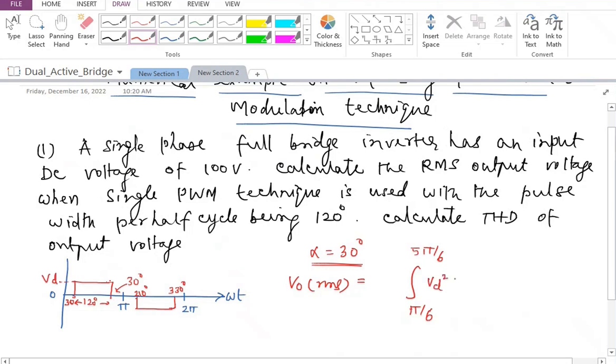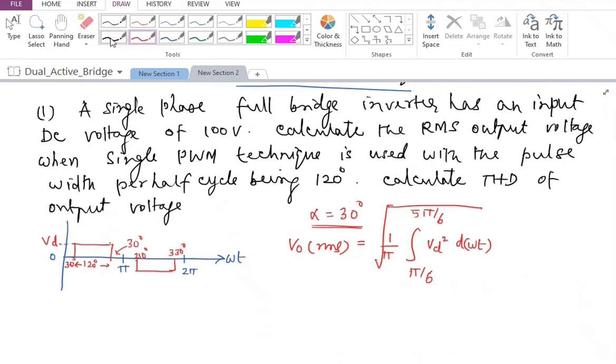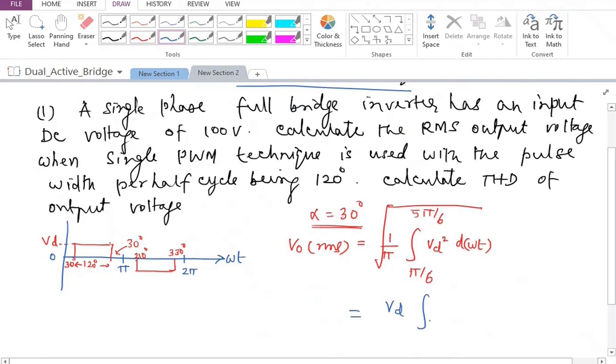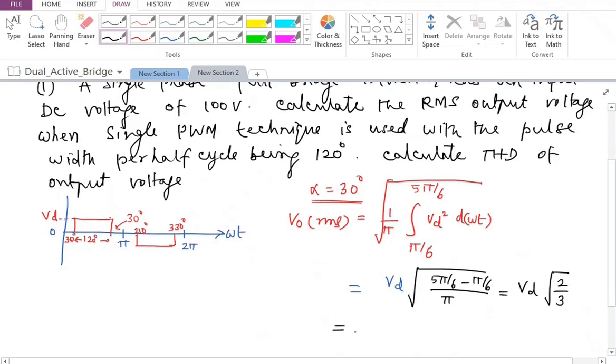So I have to say VD square d omega t, and this has to be averaged over pi, and we have to take the square root of this. Within this integration, what I have got is just d omega t. So after integrating, what I'm going to get is omega t. So that I can write as 5 pi by 6 minus pi by 6 divided by pi. So this is 4 pi by 6 or 2 pi by 3. So this is going to be VD multiplied by root of 2 by 3. So this comes out to be 0.8164 VD. Or I can say this is 81.64 volts.